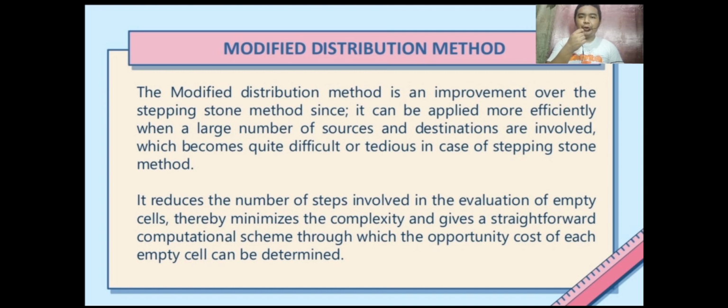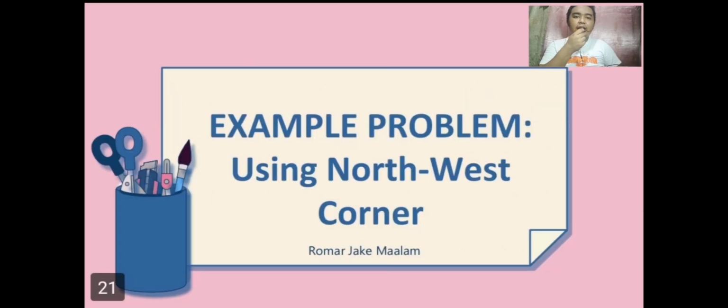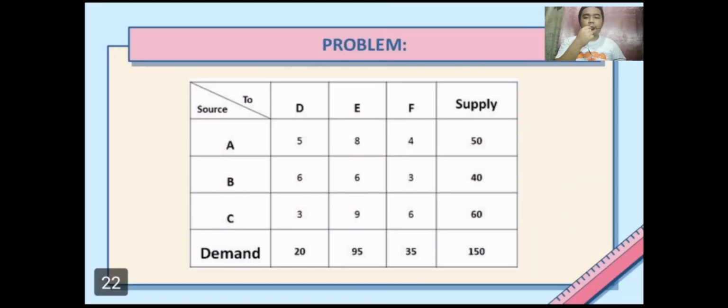Why is MODI important? Well, the modified distribution method reduces the number of steps involved in the evaluation of empty cells, thereby minimizing the complexity and giving a straightforward computational scheme through which the opportunity cost of each empty cell can be determined. And now, let us tackle one of the problems in the transportation method.